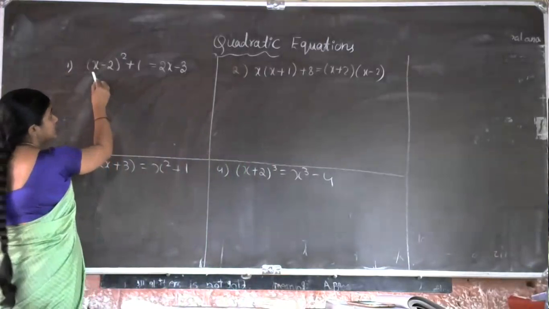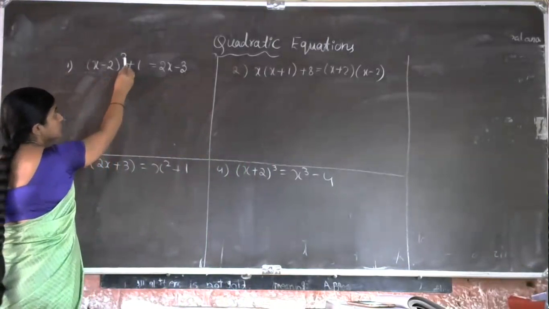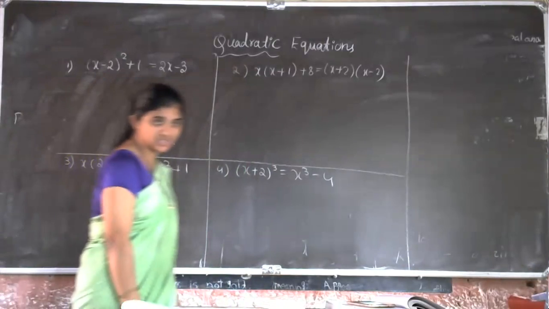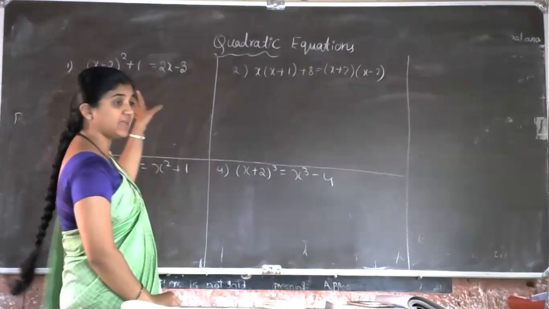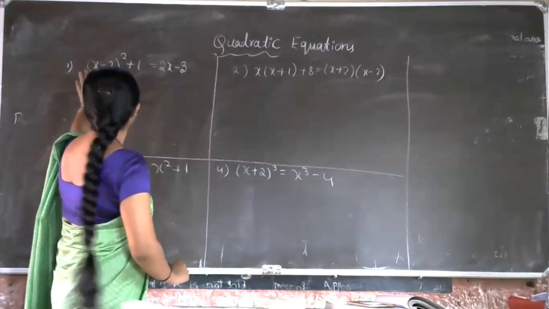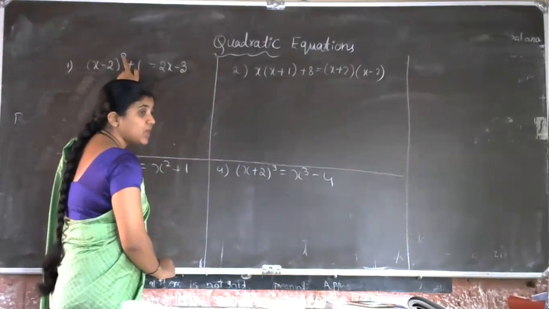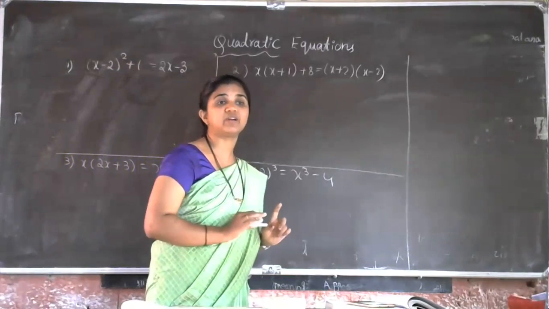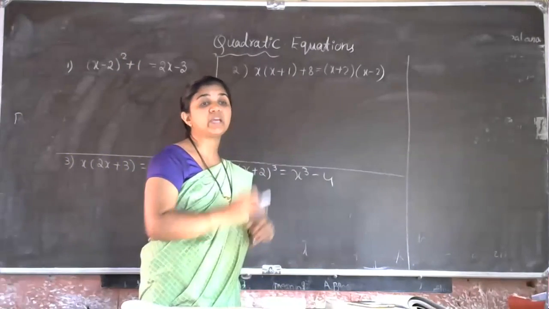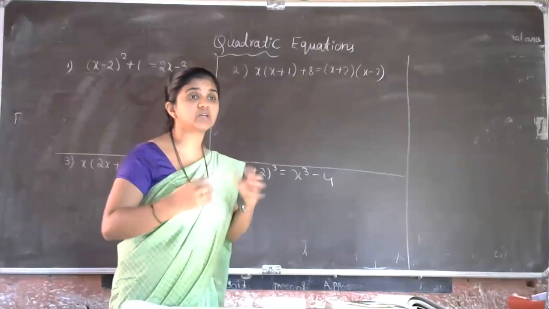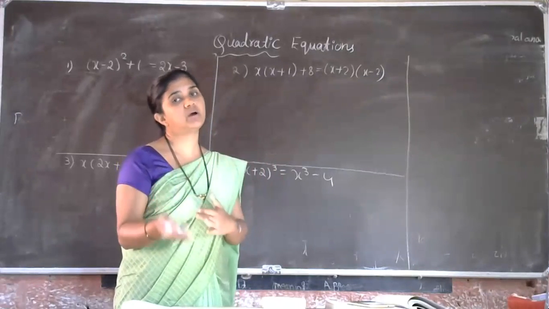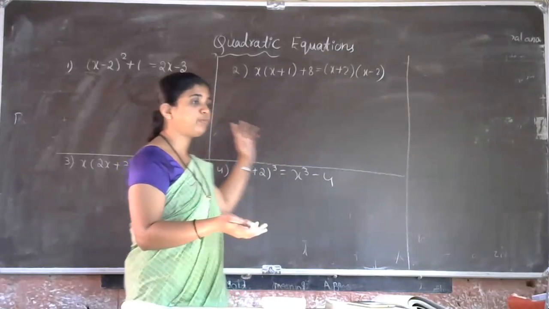First example, you just see here: (x minus 2) whole square plus 1 is equal to 2x minus 3. Some operations are pending there. Just by looking at the condition, a 2 is there, but we cannot say that this is a quadratic equation yet. After the simplification, when we get the final result, then we are able to see whether it is a quadratic equation or not. That type of problem we took here.